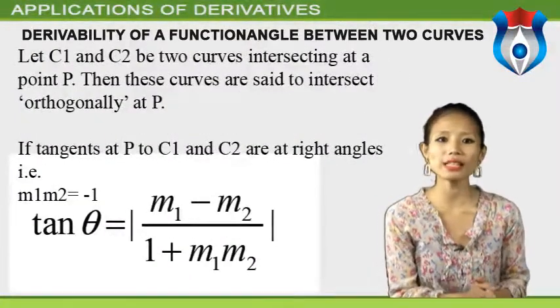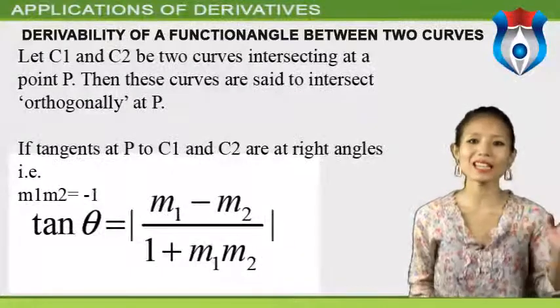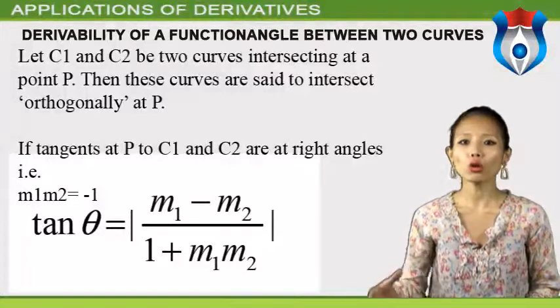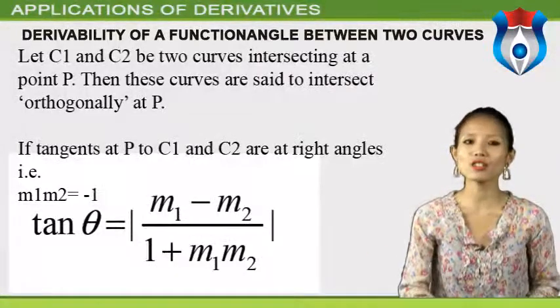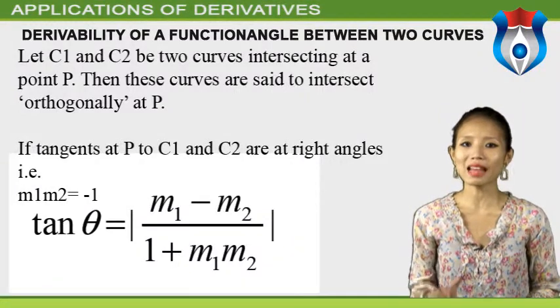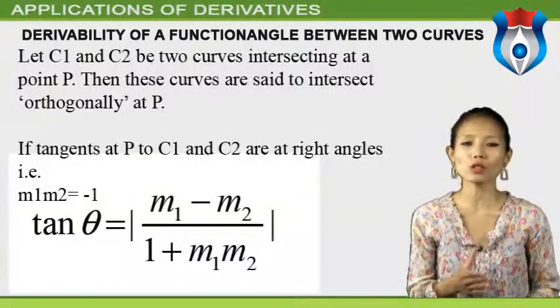Let C1 and C2 be two curves intersecting at a point P. Then these curves are said to intersect orthogonally at P if tangents at P to C1 and C2 are at right angles, that is, m1 times m2 equal to minus 1.